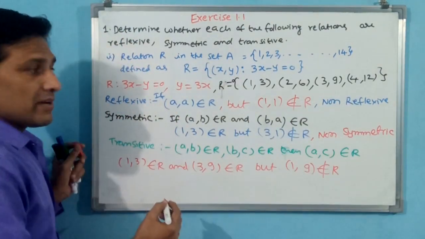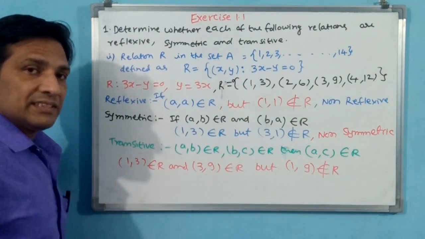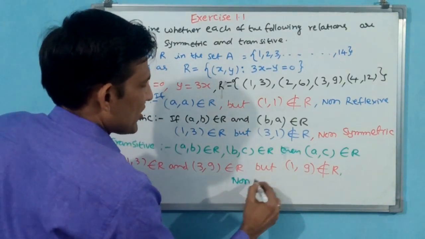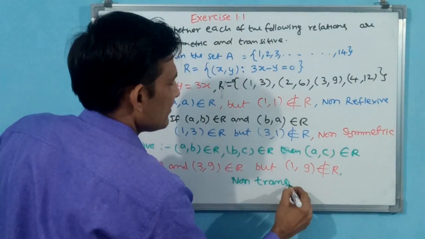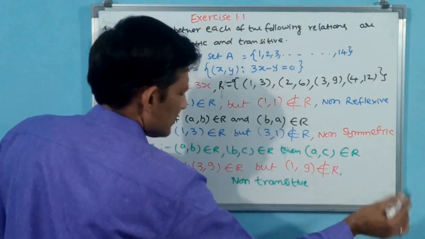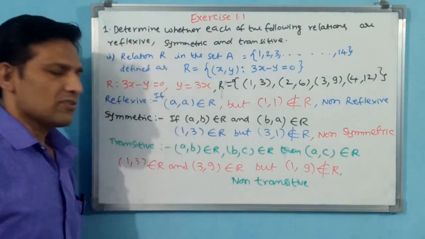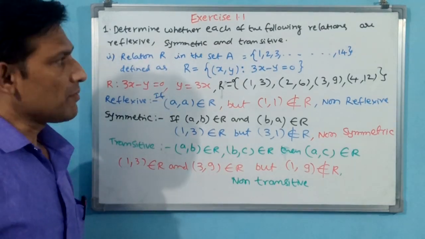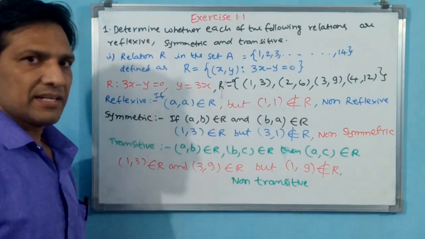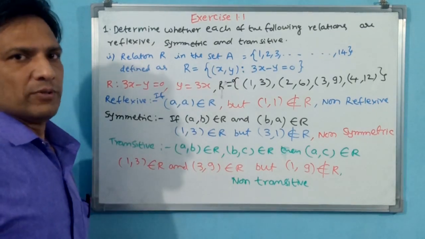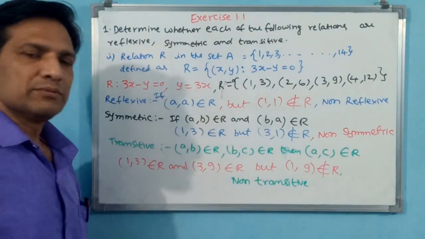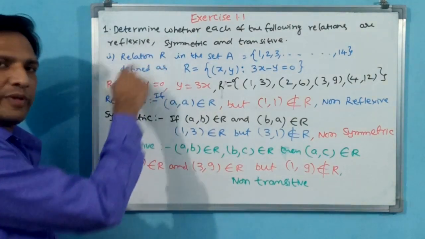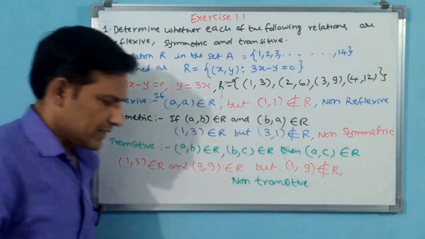That is why this is a non-transitive relation. You write non-transitive relation. Okay? Now you understand the concept. This is the first problem, where we have taken a little bit extra time. We go a little bit faster, because there are several problems to do. This is the first part of the first problem. We go for the second part.